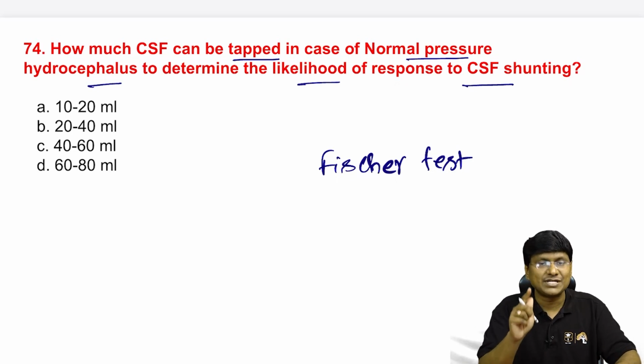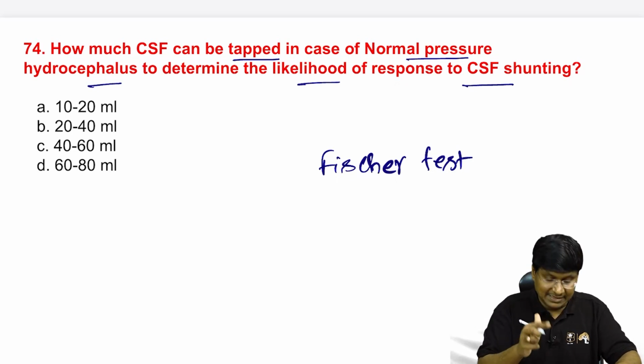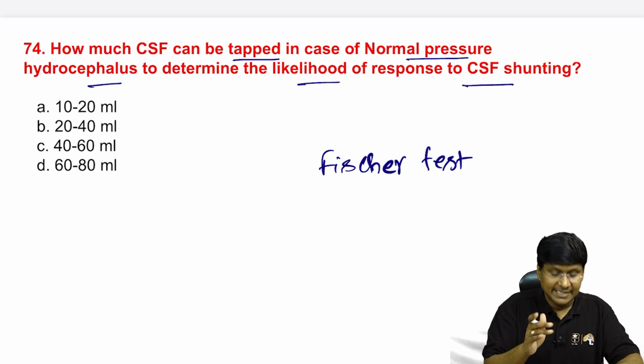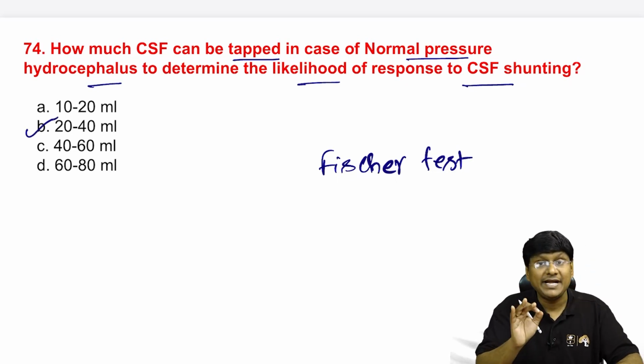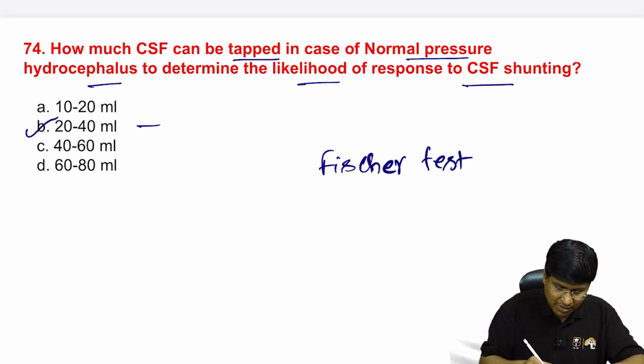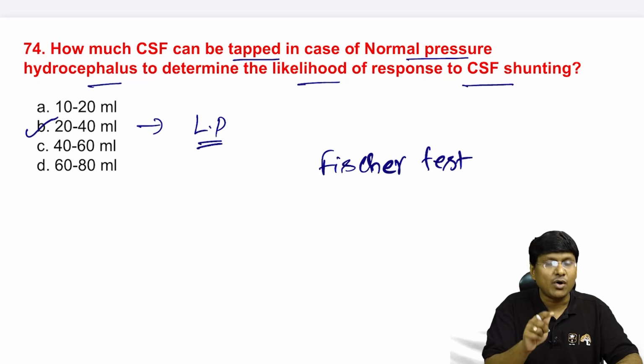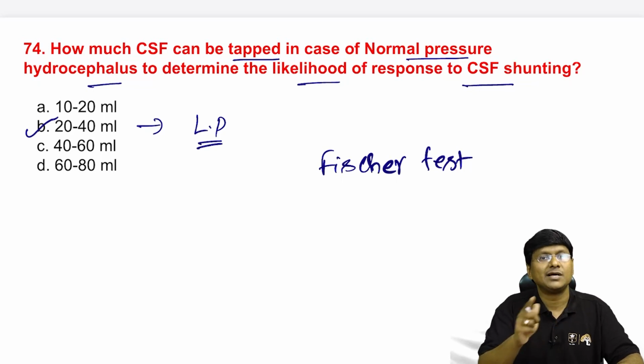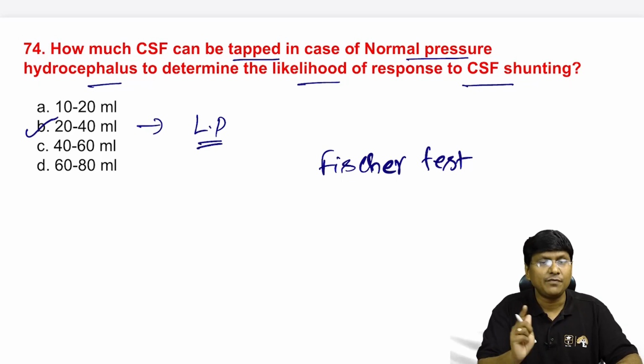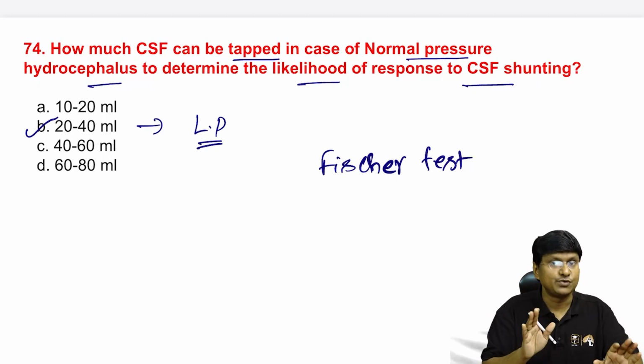And you know what is the best tolerated? The best tolerated is a tap of 20 to 40 ml through lumbar puncture, right? With recording of opening and closing pressures. Okay, so the answer here is 20 to 40 ml.